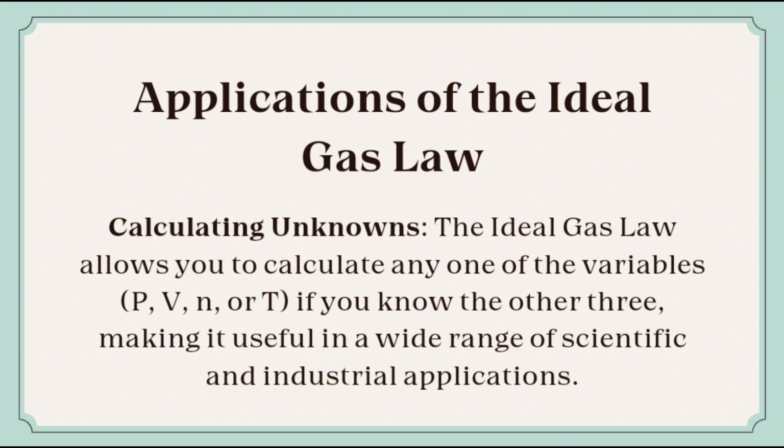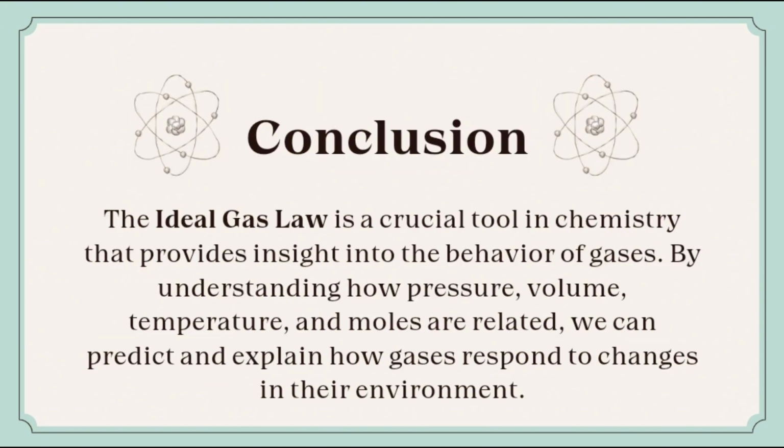Despite these limitations, the ideal gas law remains highly useful, particularly for calculating unknown variables. By knowing any three of the four variables, pressure, volume, temperature, or moles, you can easily determine the fourth. This versatility makes the law invaluable in both scientific and industrial applications such as gas storage, engine design, and chemical reaction analysis. The ideal gas law is a fundamental principle in chemistry that describes the relationship between pressure, volume, temperature, and the number of moles of a gas.